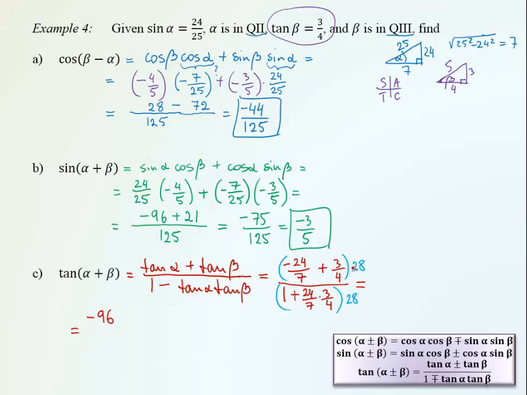28 divided by 4 is 7 times 3 is plus 21 over 28 times 1 is 28 plus the denominator will be reduced, so it's 3 times 24, which is 72. And finally we have negative 75 over 100, which could be reduced by 25 to negative 3/4 as a final answer.